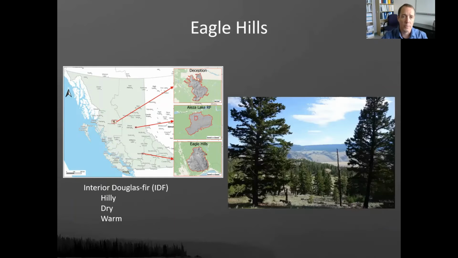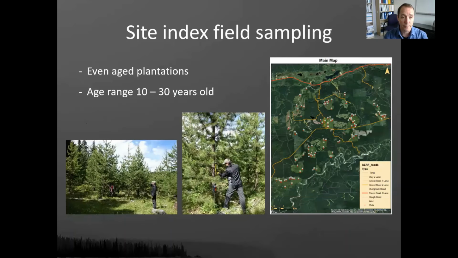And then we drop down south to a case study site called Eagle Hills. Here again, we're in the central interior. It's in the Interior Douglas-fir BEC zone. It's an area that's not mountainous, but it's not flat. It's defined by this hilly landscape. The key thing, though, is it's very dry and warm, giving rise to Douglas-fir forest, giving rise to good growth for lodgepole pine. So using this framework, what we want to do is ask, can we actually get better growth potential estimates using ALS data?